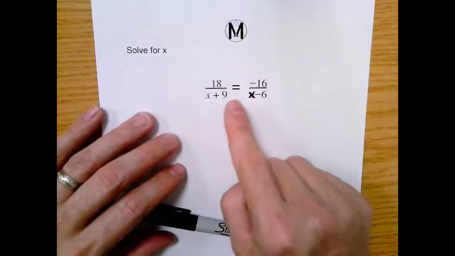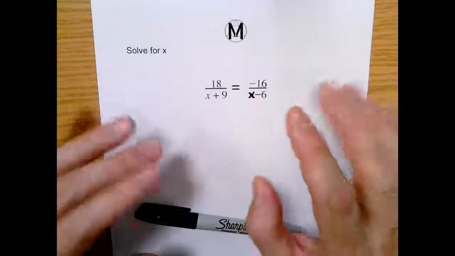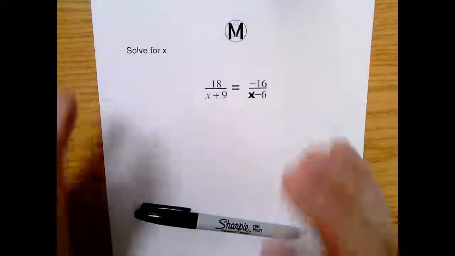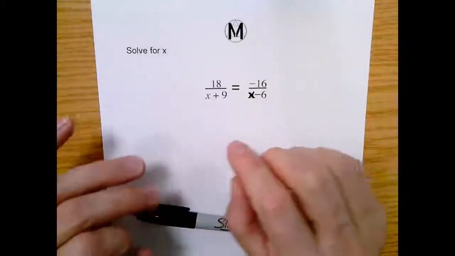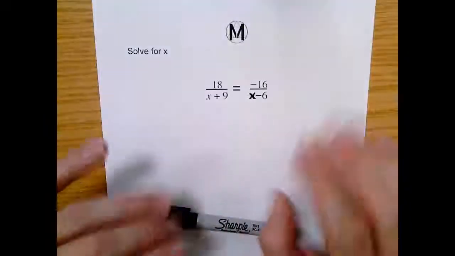So we have a fraction equal to a fraction. It doesn't really matter what's happening here. When we see that, we know what we can do. We can always just cross multiply to turn this into a linear equation.